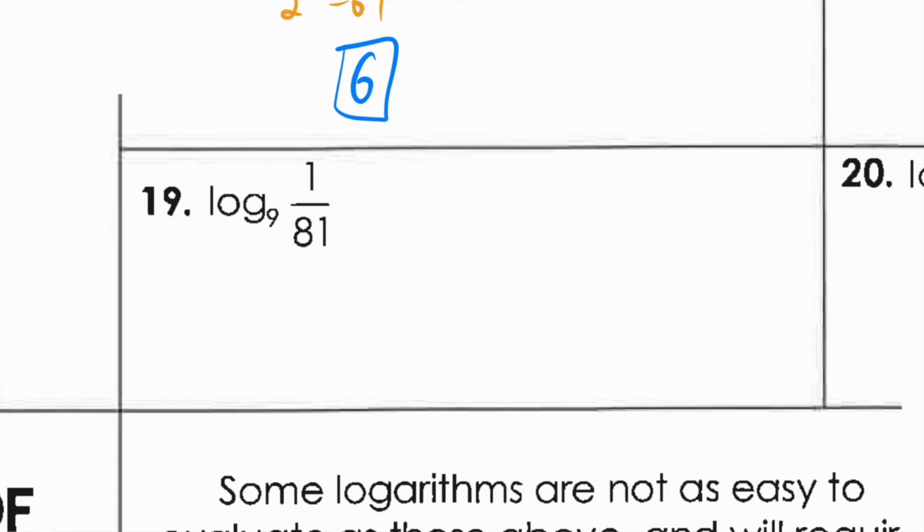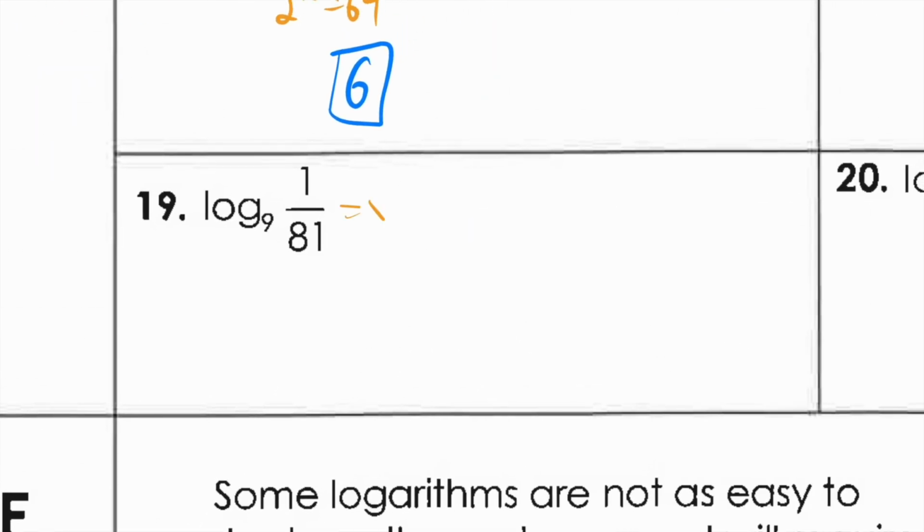Number 19. Set equal to x. 9 to what power equals 1 over 81? And we say, oh, well, that's weird because it's 1 over something. Well, that must mean it's a negative exponent. So we know it'll be a negative, and then we just say 9 to what power is 81? And 9 to the second power is 81, so negative 2.